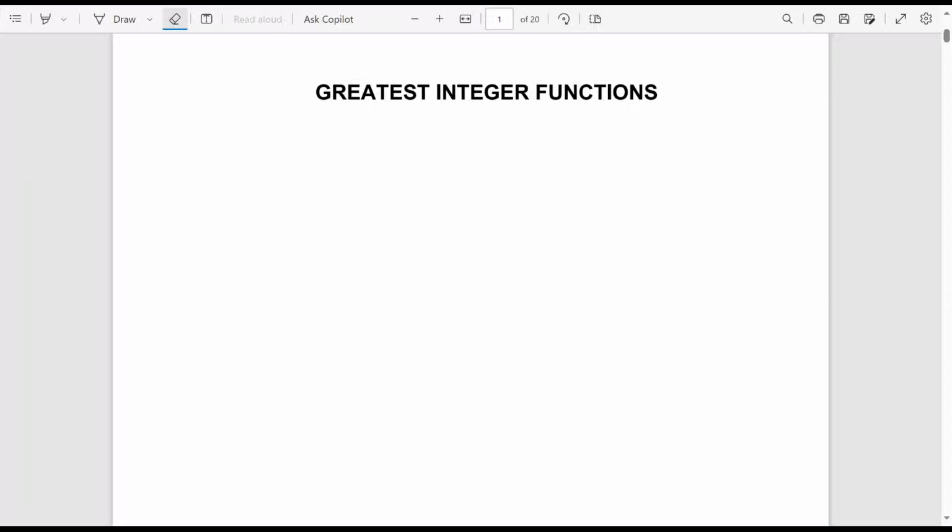So we've been dealing with all types of functions, mostly the polynomial ones. Now we're dealing with greatest integer functions.